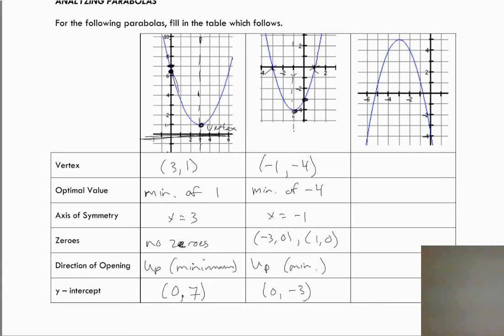All right, you try this one. Pause the video and figure this one out, and then unpause the video and I'll reveal our answers.